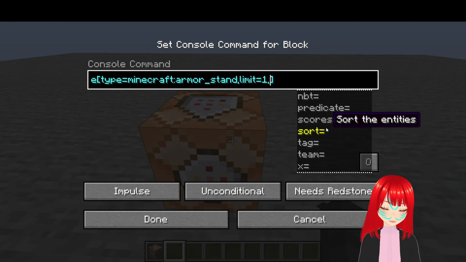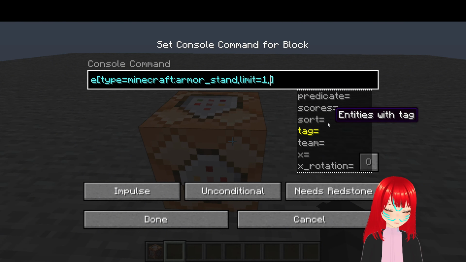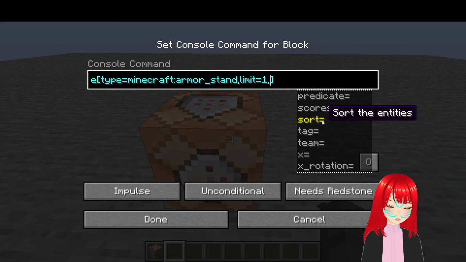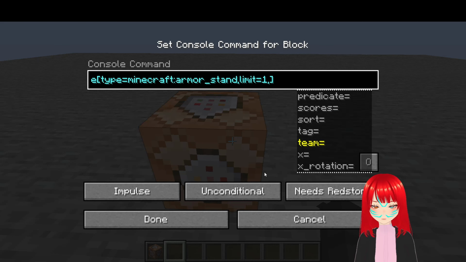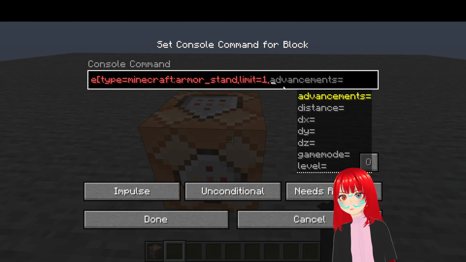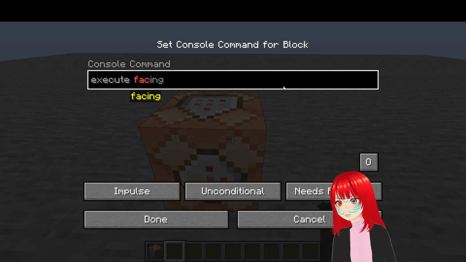But yeah, that's basically all of them except this one and sort. I guess that's sort the entities. Okay. You know, I mean, yeah, you can probably figure that out. Probably sorts them. But yeah, just figured I'd go over that for a second, even though it's not really about that right now.